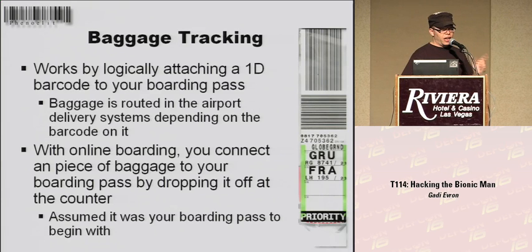On the other hand, luggage tagging actually works by logically attaching a one-dimensional barcode to your trip and to you. So baggage is actually routed in the airport delivery system depending on this barcode. And with online boarding, you can actually connect any piece of luggage that you have to your boarding pass simply by dropping it off at the counter.